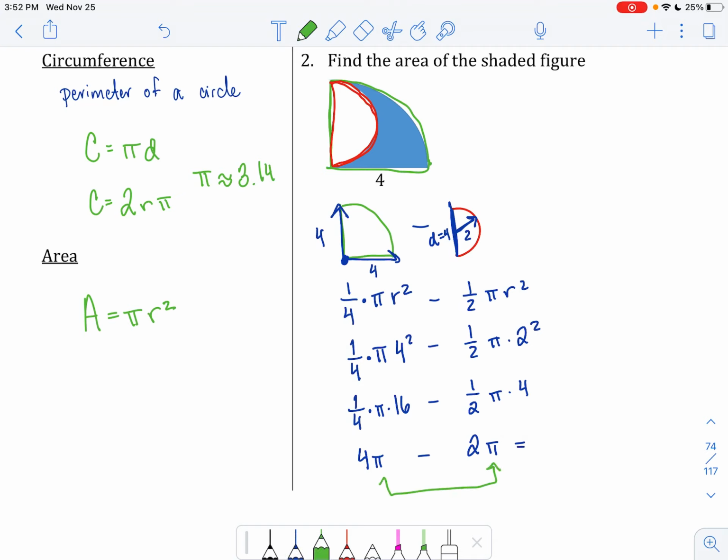They both have the same letter here, so they are like terms. Pi is a letter, it's just in Greek, not in the English alphabet that we use. 4 pi minus 2 pi is 2 pi. You could also write 2 pi units squared. I'm just going to leave it like that.